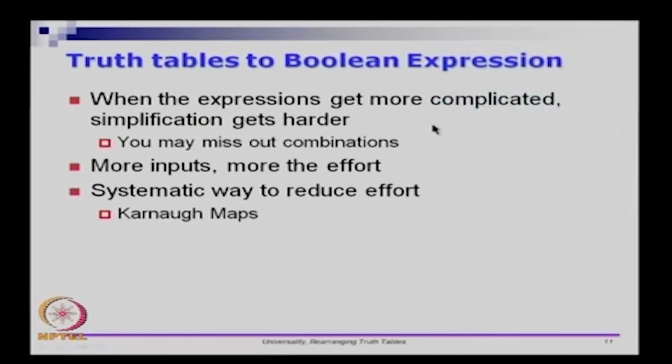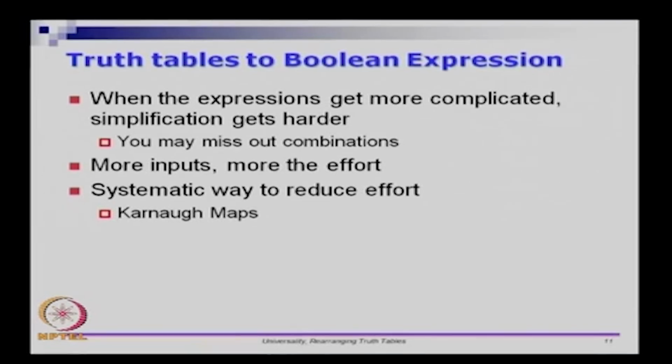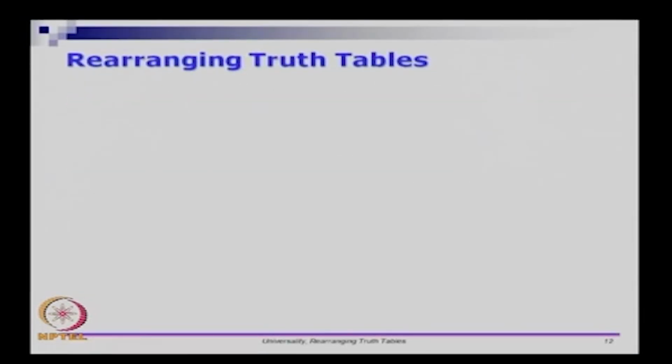When the expressions get more complicated, this Boolean simplification gets very hard, and you may actually miss some of these things, and you may end up with something which is complicated. Also, the more inputs there are, the more effort you have to put in. So we want a systematic way of reducing this effort, and in the next module we will look at what are called Karnaugh maps, which do exactly that. Before we get into Karnaugh maps, let us see what these truth tables are.